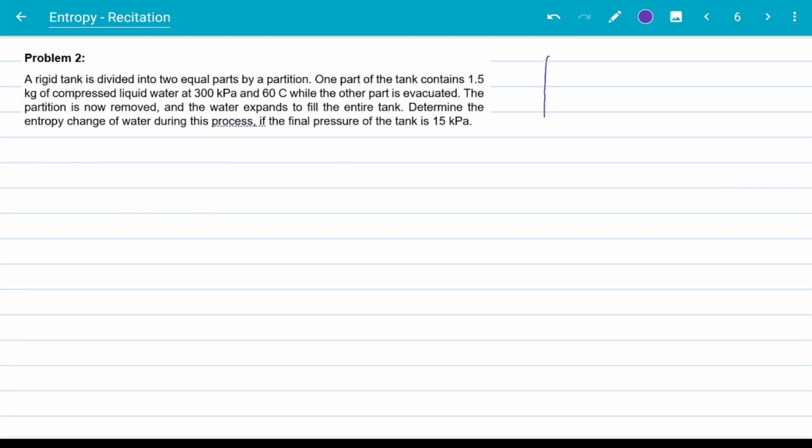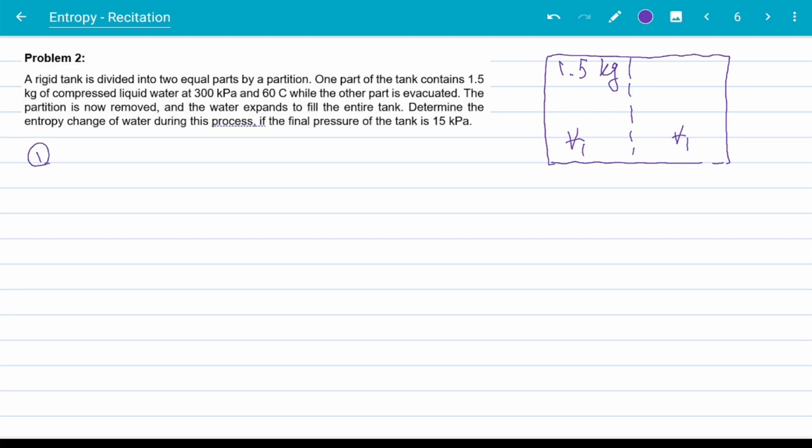So we have this tank. We have a partition in the middle. 1.5 kilograms is here, and the volumes are the same. So volume 1 here, volume 1 here. So what do we know?